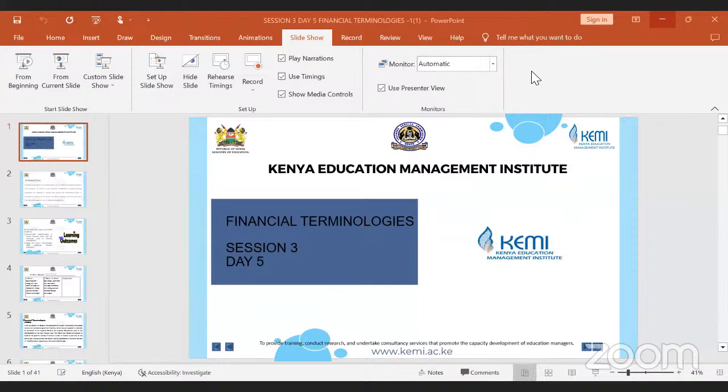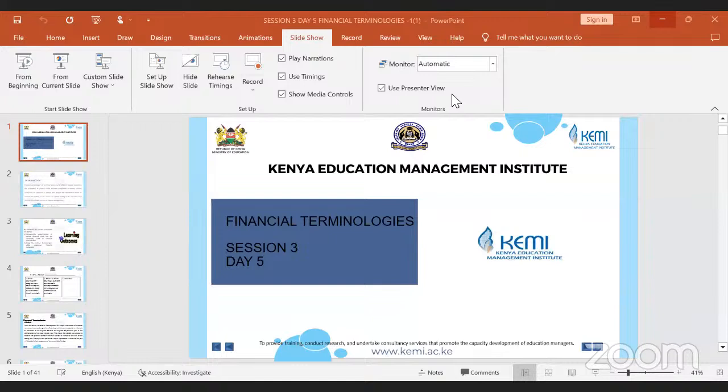And today we will have a session on financial terminologies, just a continuation of what you looked at in the last session. And it will not be a long session. Today is a Saturday, and maybe some of you could be going for church and others may be going for other activities. So we are going to make it as short as possible.